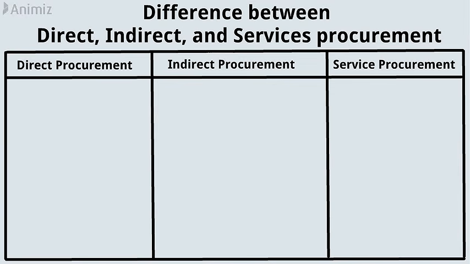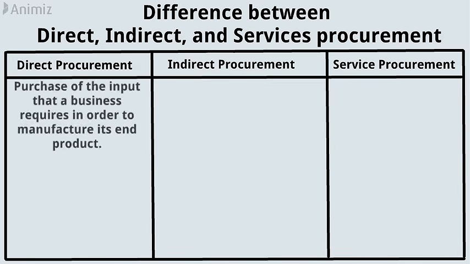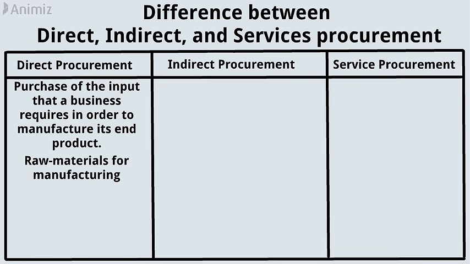Let's move on to the difference between direct procurement, indirect procurement, and services procurement. Direct procurement is the purchase of the input that a business requires in order to manufacture its end product. This is the raw material that is required, usually for a manufacturing-related business. Examples: raw materials, machinery, etc.